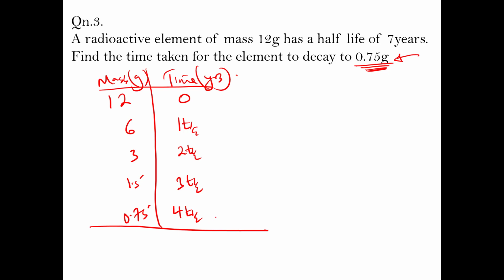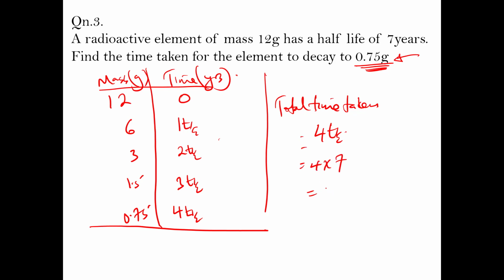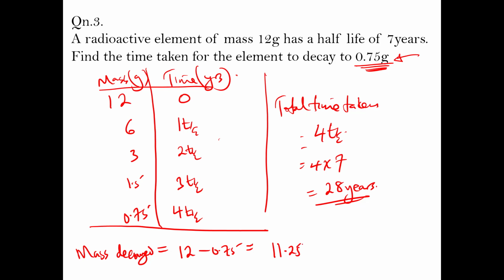And the question says that the half-life is 7 years. So we shall simply say that our total time, the time taken, will simply be equal to 4 half-lives. And this is the same as 4 times 7, which gives us 28 years. And that is the answer. So a question can come that Roman 2, how much mass has decayed? So simply say that mass decayed is equal to the original, which is 12 minus 0.75, and get your answer as 11.25 grams.